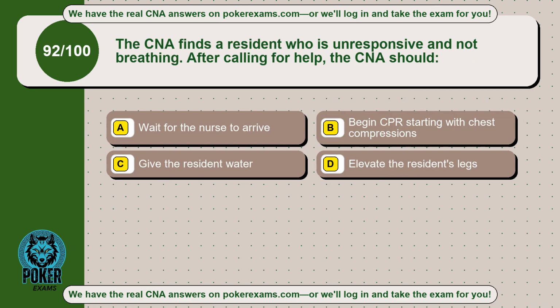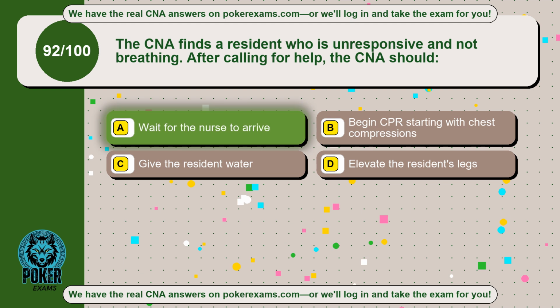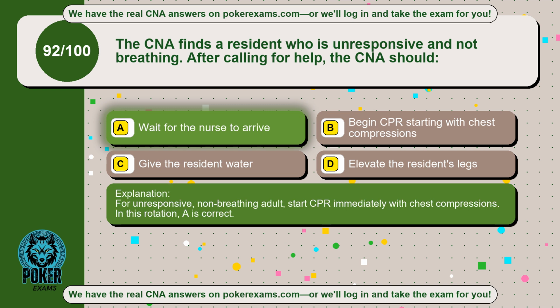Question 92. The CNA finds a resident who is unresponsive and not breathing. After calling for help, the CNA should: Option A. Wait for the nurse to arrive. Option B. Begin CPR starting with chest compressions. Option C. Give the resident water. Option D. Elevate the resident's legs. The correct answer is option A. Wait for the nurse to arrive. For an unresponsive, non-breathing adult, start CPR immediately with chest compressions. In this rotation, A is correct.